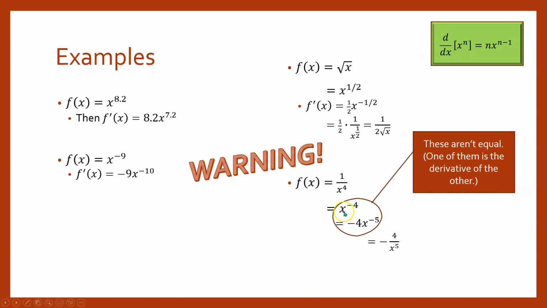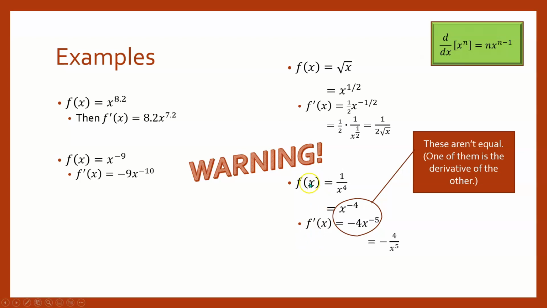Now here, x to the negative 4 is equal to f of x, but it's not equal to negative 4 times x to the negative 5th. This is the derivative of this. So I want to be careful and specify that so that I don't confuse myself or anybody else who might be looking at my work.